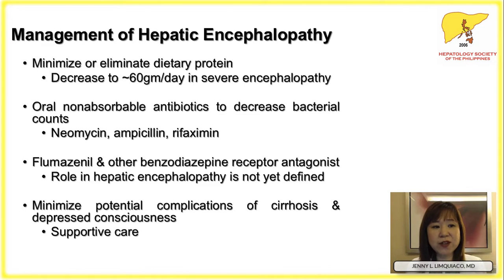Another form of management is to decrease the dietary protein to around 60 grams per day. You can also give oral non-absorbable antibiotics to decrease bacterial counts. And use of benzodiazepine antagonists can also be done. And you also minimize potential complications, secondary infection of cirrhosis, and depressed consciousness. So supportive care is very important.